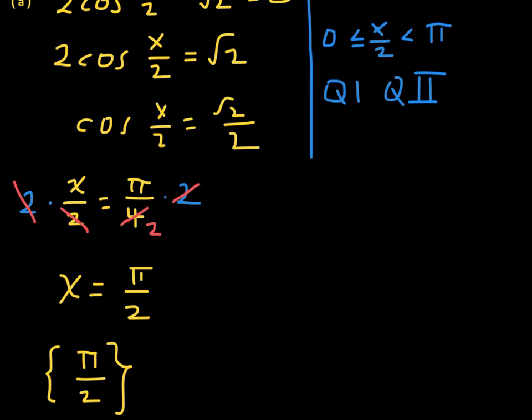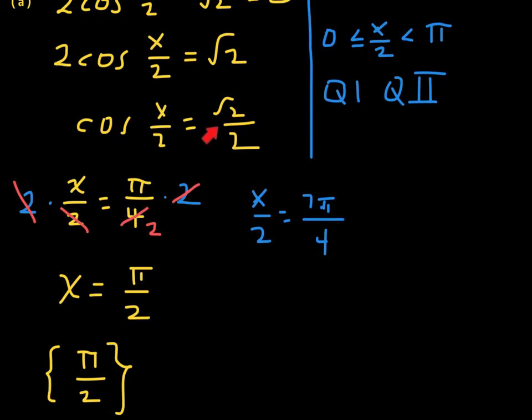Hey guys, I wanted to bring something up to your attention. When we were over here thinking about cosine of what gives me root 2 over 2, you know, cosine is also positive in quadrant number 4, right? Quadrant 2, you're negative. Quadrant 3, you're negative. But in quadrant 4, you're also positive. So watch this. If we let x over 2 be 7 pi over 4, this will also work, right? If the argument is 7 pi over 4, cosine of 7 pi over 4 is also root 2 over 2. It seems like it works.